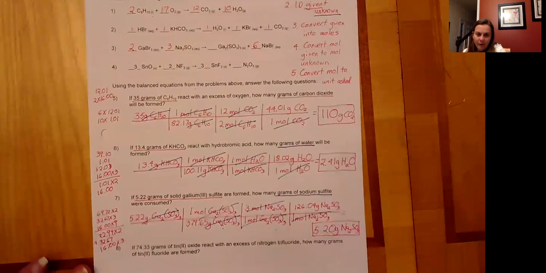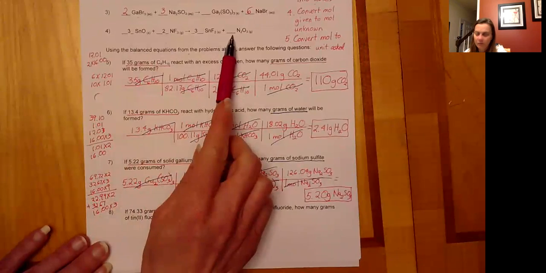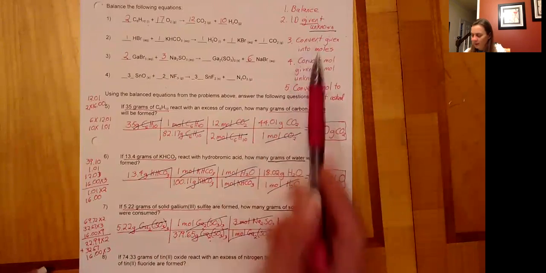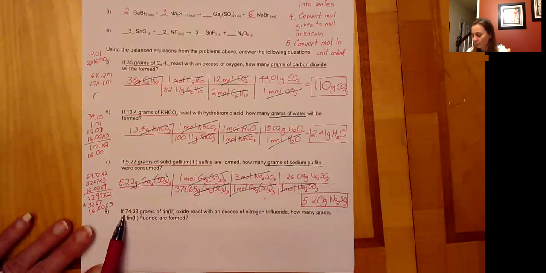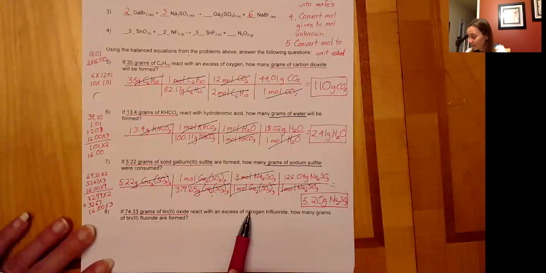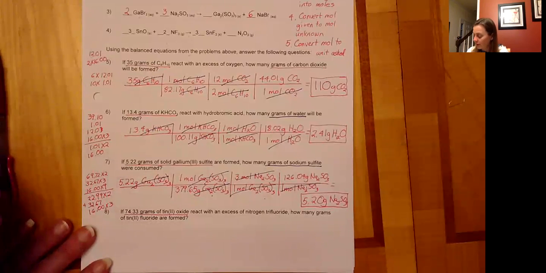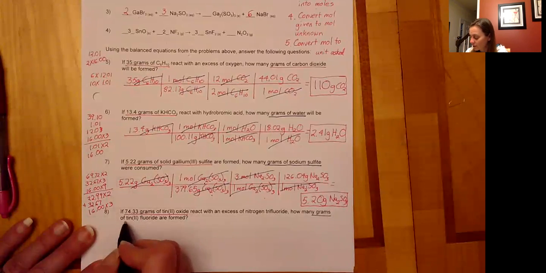And last one. Again, we're going to balance our chemical equation. It's already balanced for us. We're going to identify the given and the unknown. And my shortcut here today is that I'm identifying the given in pink and the unknown in blue. So I read my question. If 74.33 grams of tin 2 oxide, so there's my given, that's what I'm told, react with an excess of nitrogen trifluoride, how many grams of tin 2 fluoride are formed? So I am looking for grams of tin 2 fluoride.